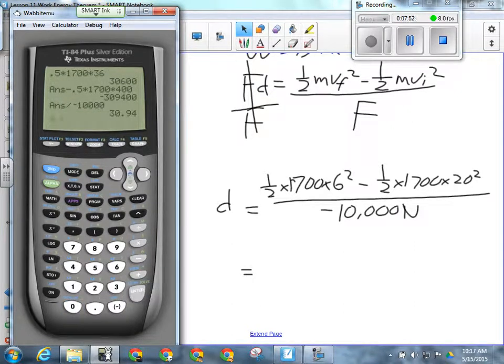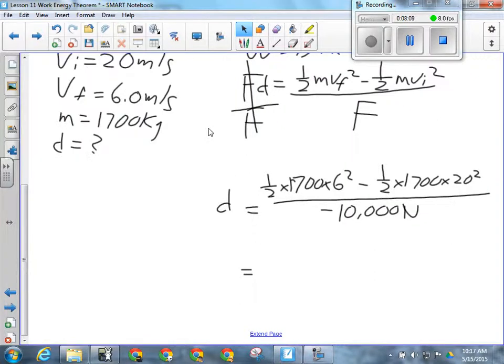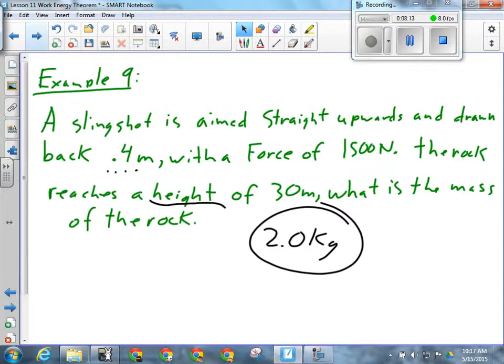Okay, and we get 30.9 meters. All right. Everybody okay with that one? Okay, and guys, honestly, I had one just like that on the unit exam not long ago. It's pretty common to have them like that. So you've had two that were about kinetic energy. Try this one.